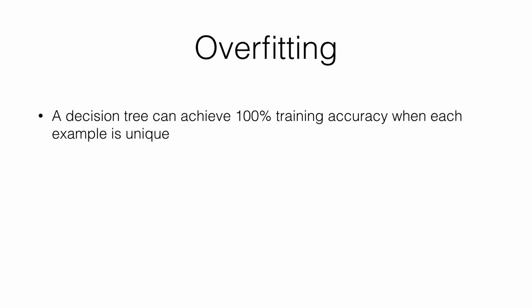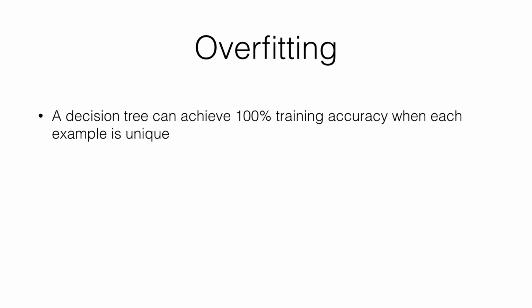So with a decision tree, you can achieve 100% training accuracy when each example is unique. It's not too hard to see why this is the case. I mean, with an arbitrary number of decision rules, you can basically separate each data point into its own leaf and then predict exactly that data point's label. And usually you don't have to go as far as that to reach exact 100% accuracy. And this is with a decision tree with arbitrary depth and arbitrary size.